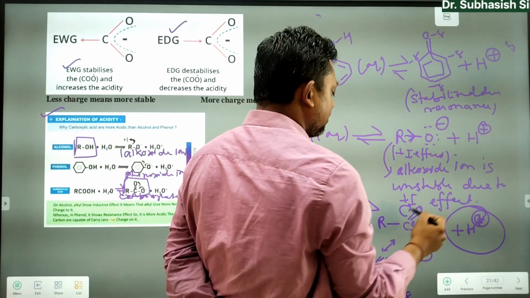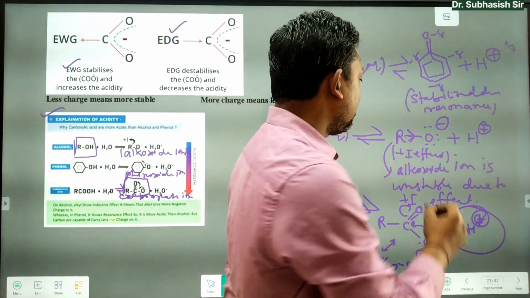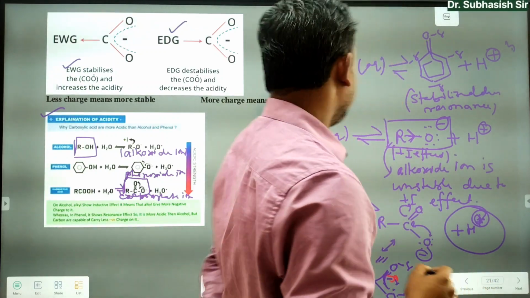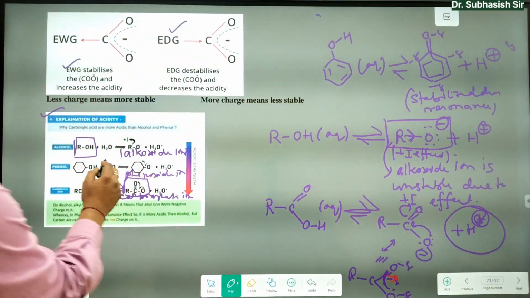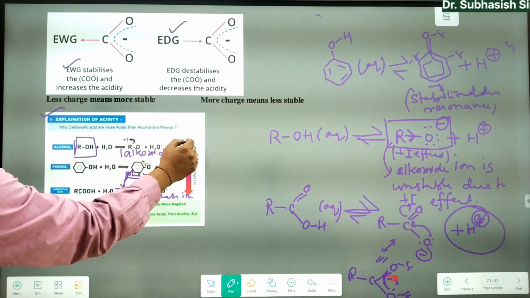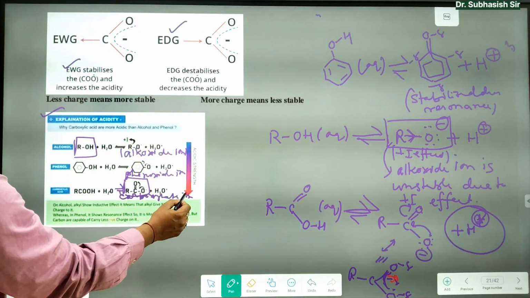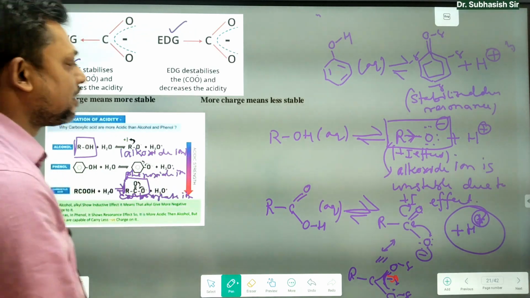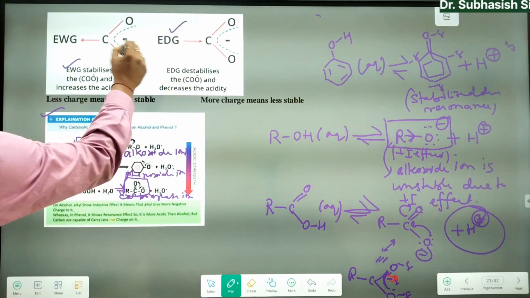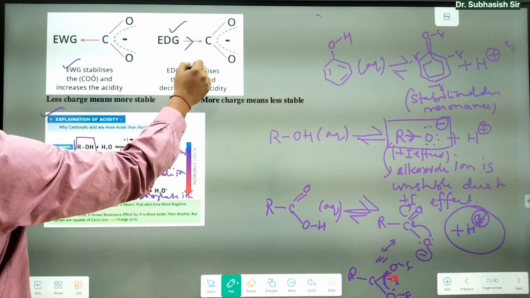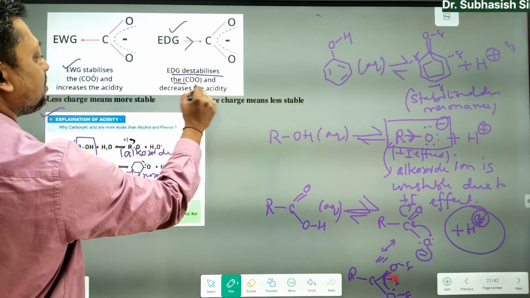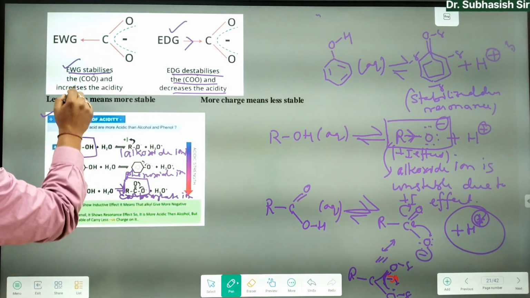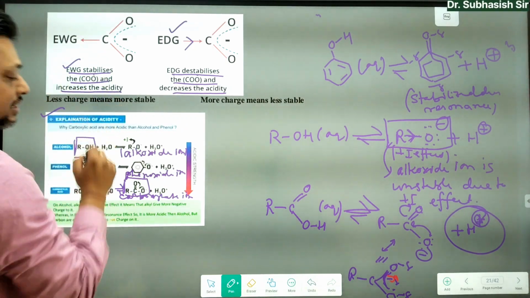But no such effect you will get in case of alcohol. So one thing we can be sure of is that alcohol is the weakest acid. As I have shown here, acidity will increase: carboxylic acid will be stronger than phenol, and phenol will be stronger than alcohol, right? That's why I have shown here that an electron donating group will destabilize the carboxylate anion and decrease acidity, and an electron withdrawing group will stabilize the carboxylate ion and increase acidity.